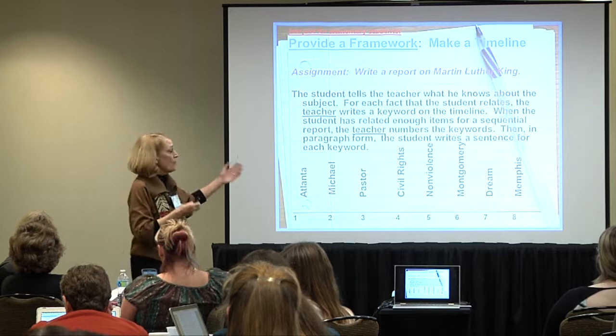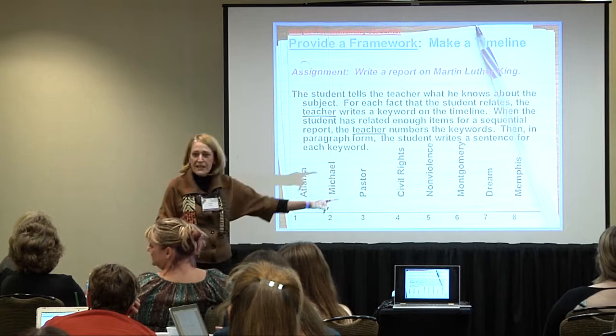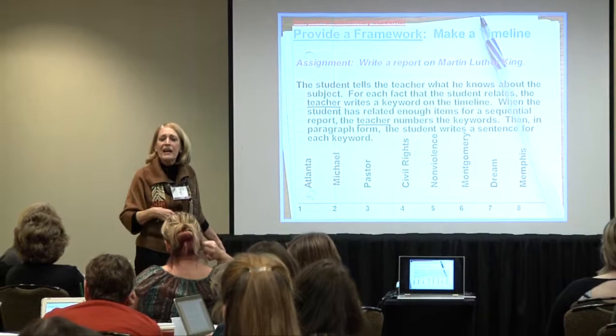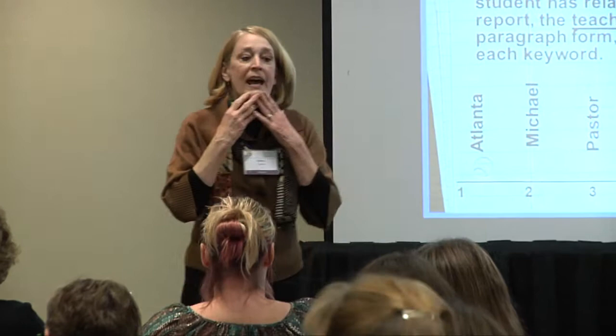So, your student may say, oh, Martin Luther King, he died in Memphis. You, the teacher, write Memphis down at that end of the line. What else do you know about Martin Luther King? He was born in Atlanta. You, the teacher, write Atlanta down here. What else do you know? Well, he said the I Have a Dream speech. You, the teacher, write dream someplace in the middle of the line. Have the student tell you verbally everything he knows about that topic.